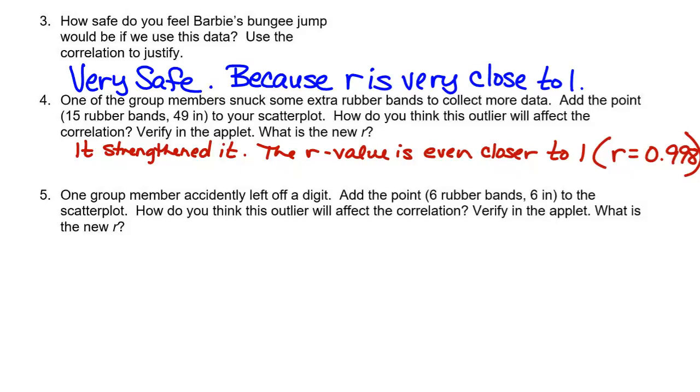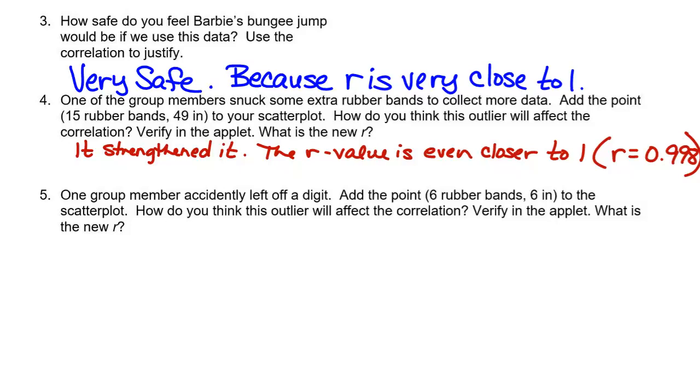Direction, positive, negative, or none? Positive. If it's got a positive slope, it's a positive relationship. If it has a negative slope, it's a negative relationship. So positive. Form. Does it look linear or does it look like a parabola? Linear. How would you describe the strength? I would say this is very strong.